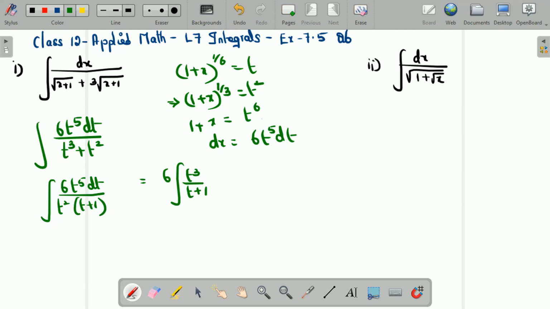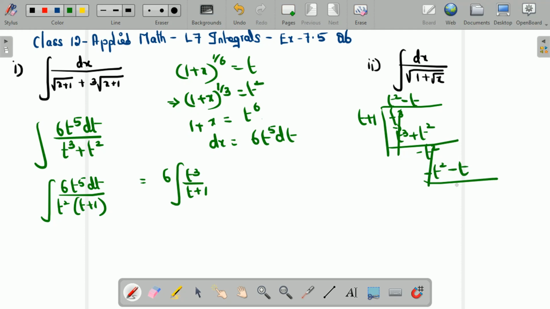Let's perform the long division here. So t cube is going to be divided by t plus 1. So this is going to be t squared. So this will become t cube plus t squared. So on subtraction, this will become minus t squared. So divide by minus t, you will get minus t square minus t. So on subtraction, this will become plus t. So plus 1. So t plus 1 on subtraction, you will get minus 1.